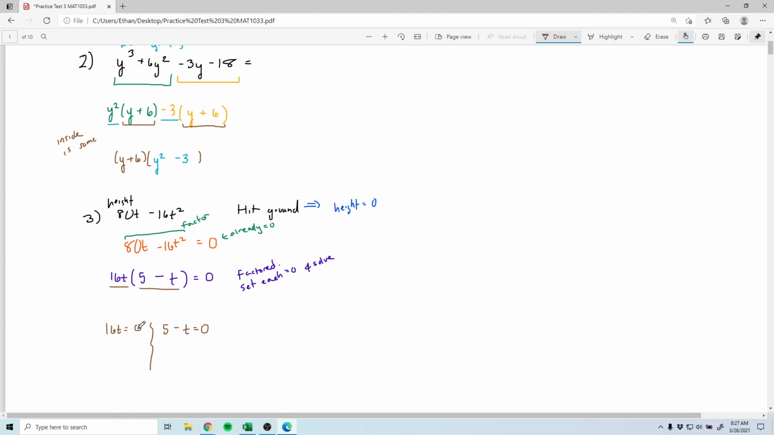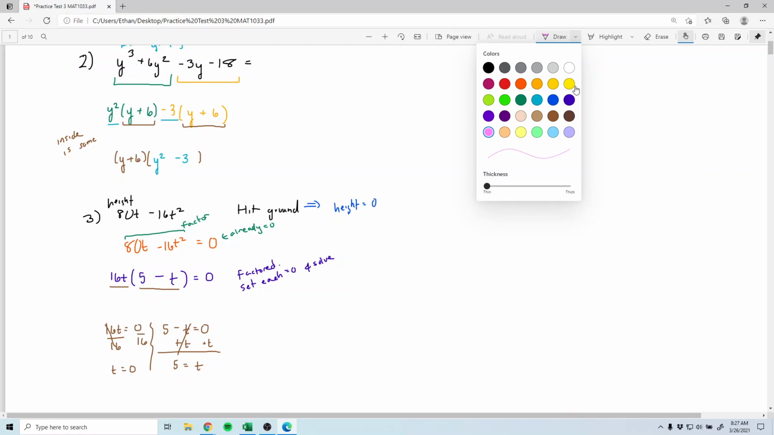The one on the left, it's just 16 times t equals 0. You can divide by 16. 0 divided by anything is 0, and we get t equals 0. The one on the right, if you add t to each side, then you'll have t by itself, and it'll be positive. So that's the easier thing to do, and we get 5 equals t.